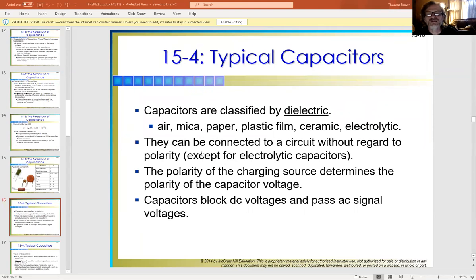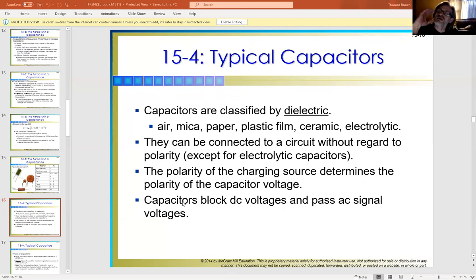See how he says here they can be connected to a circuit without regard to polarity, except for electrolytics. But electrolytics, you'll even see on there, they have two different lead lengths. I generally have it drawn with a stencil where it'll show the minus side. So always be on the lookout for that. We'll go through that in the lab tomorrow. But the very bottom one is the important one for us to remember.